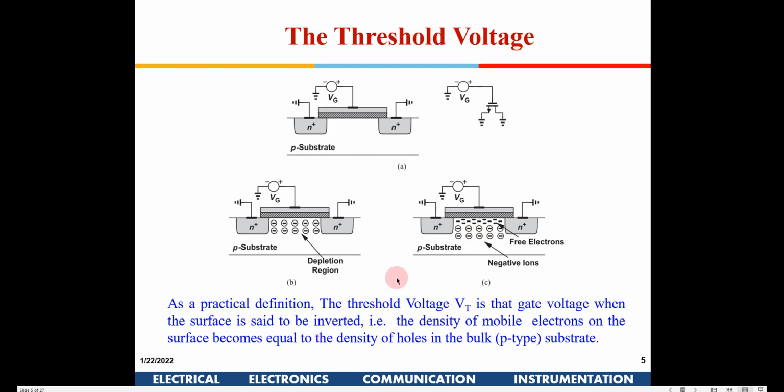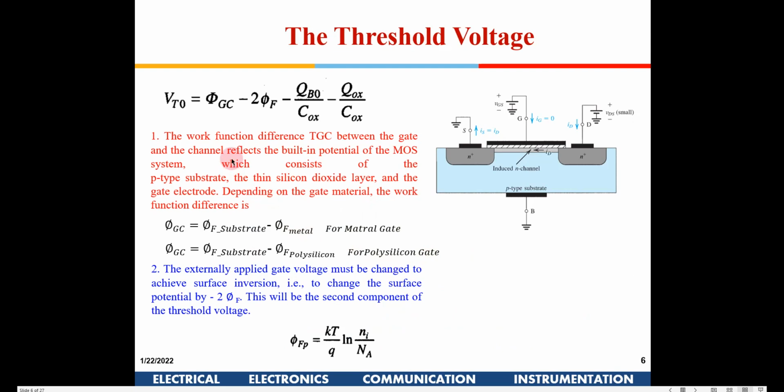Good. So now if you see the equation of the threshold voltage, VTO, it has got 4 components. Let us try and physically understand what these 4 components are.